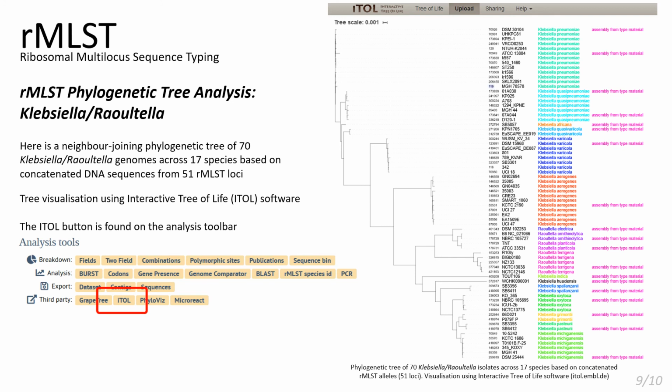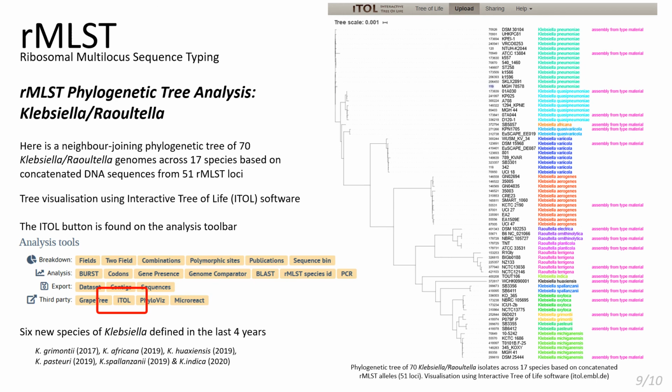This tree took 18 seconds to construct, as all the rMLST allele designations had already been found and stored in the isolate database. The tree shows the isolate identifier, the isolate name, the species, and type strain information. Members of the same species cluster together within the tree. Six new species of Klebsiella have been defined in the last 4 years, and this analysis was part of a larger study to check the species annotations within the reference genome database.